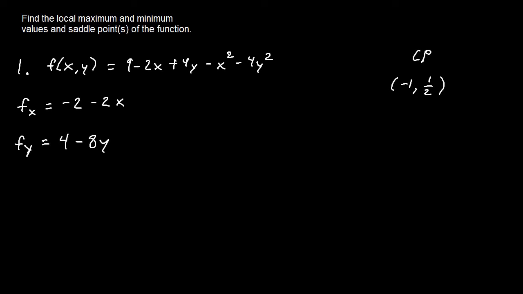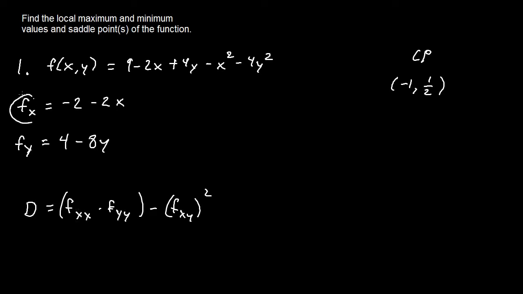The next thing I need to do is use the formula D = f sub xx times f sub yy minus (f sub xy) squared. Using this formula will help us identify the local maximum and minimum values. In order to use this formula, we must find f sub xx, f sub yy, and also f sub xy. So let's find all three of these.